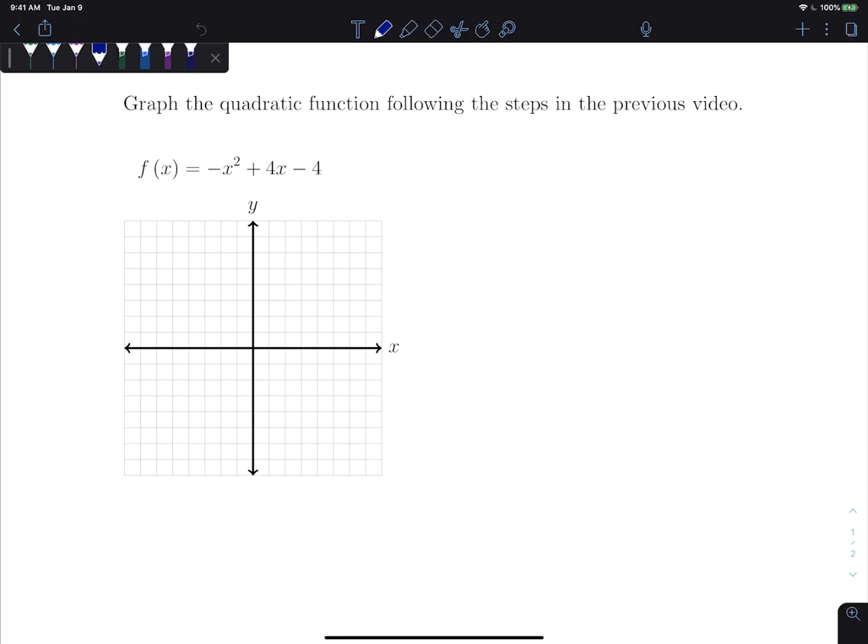Hello. In this video, we want to go ahead and graph the quadratic function following the steps from the previous videos. We have f of x equals negative x squared plus 4x minus 4.